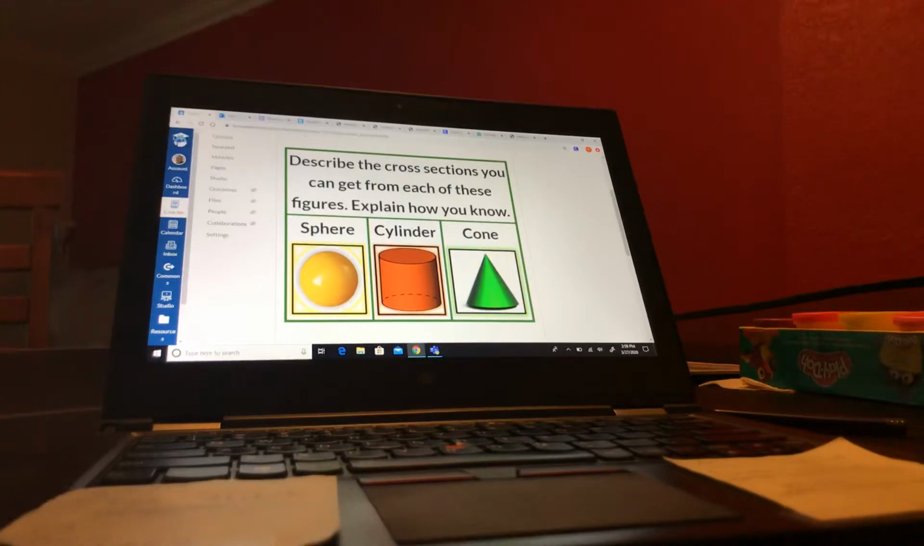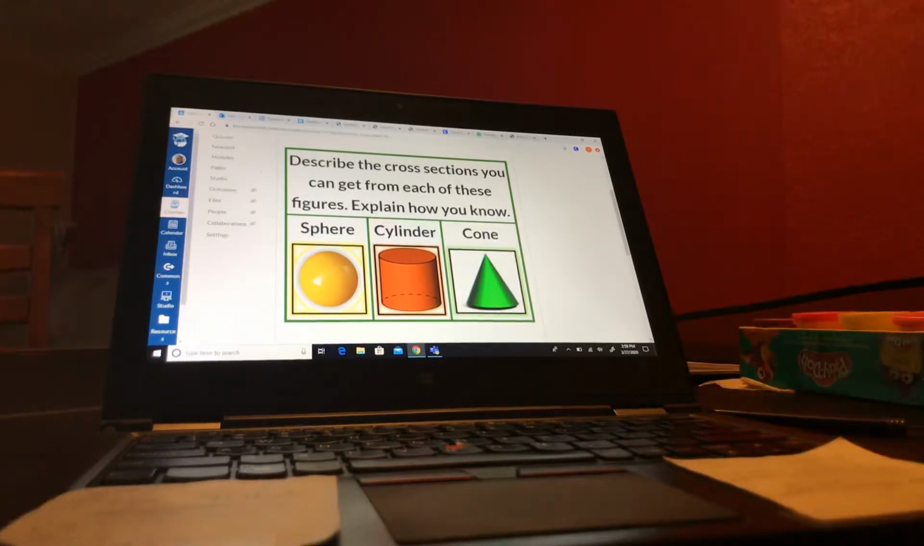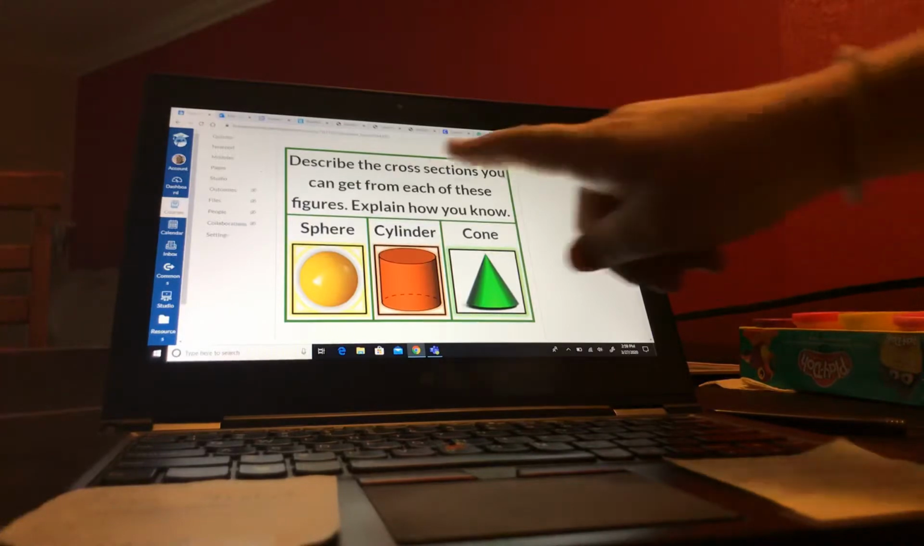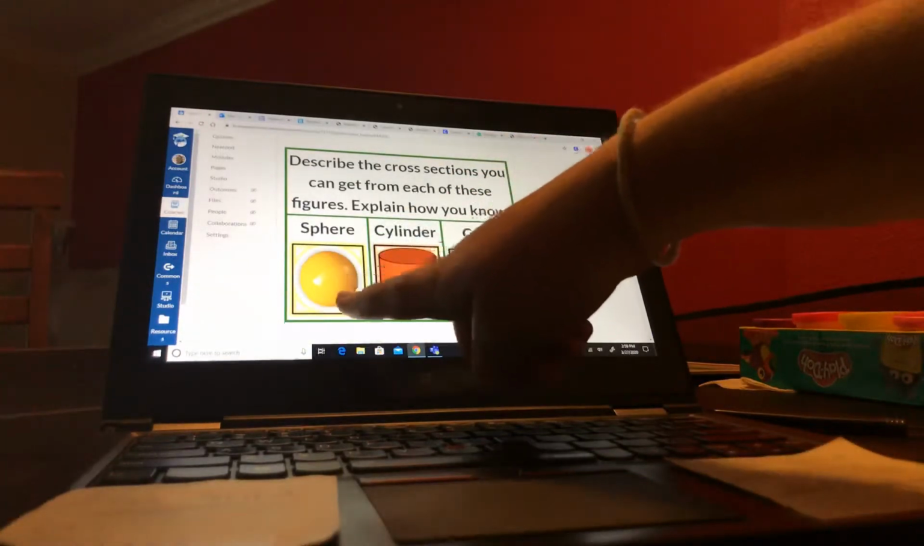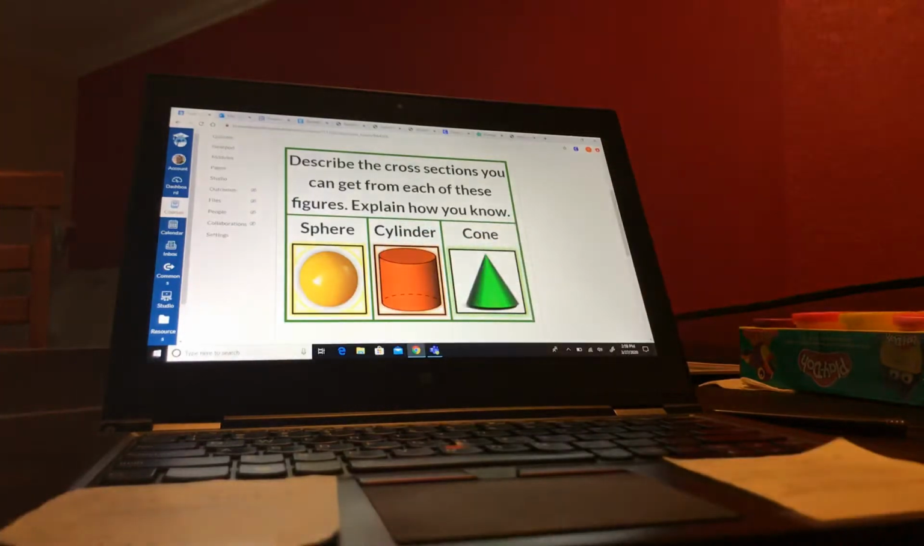So today we are talking about cross sections. Cross sections are two-dimensional shapes that we are getting out of three-dimensional solids. A three-dimensional solid is a 3D shape, so we could be talking about something like a sphere, a cylinder, a cone, even something like a cube, a rectangular prism, anything that is a three-dimensional shape.